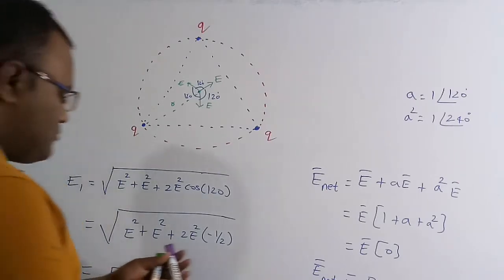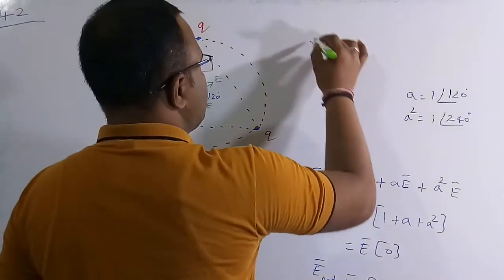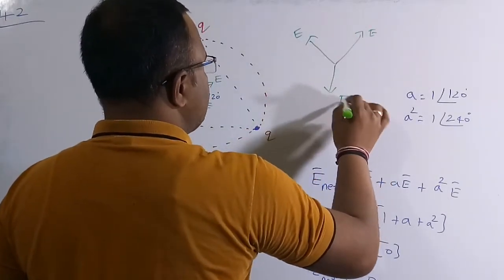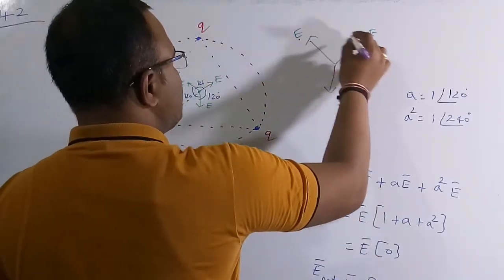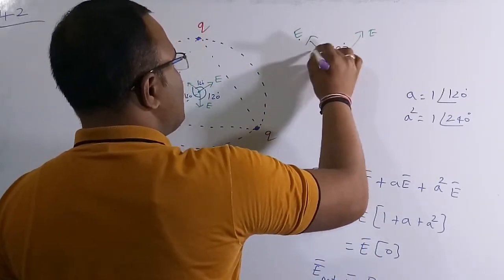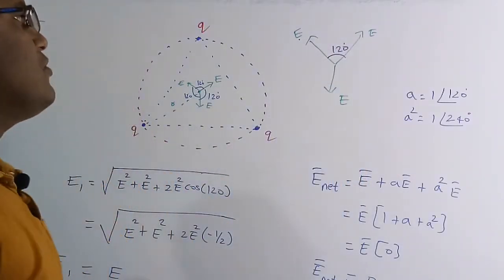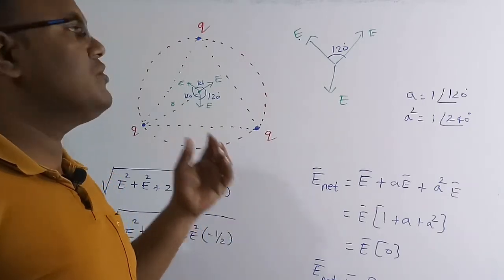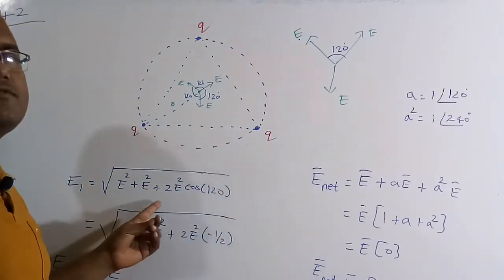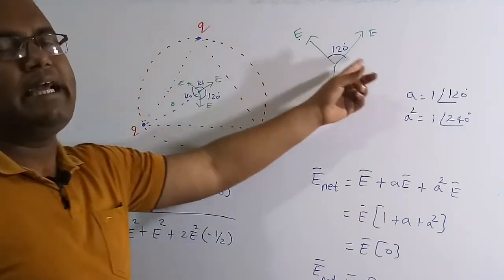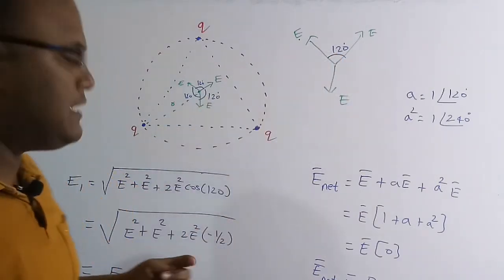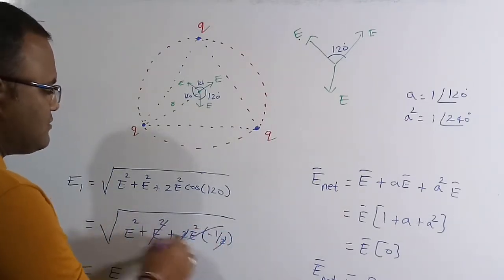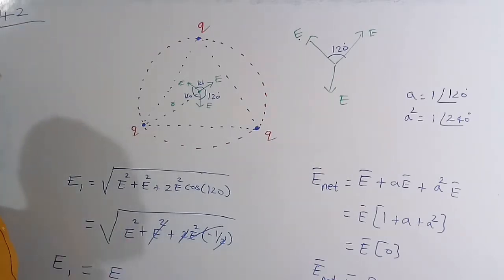See, I am going to draw the vector diagram here, which is E, this is also E and this is also E. The angle between this E vector and E vector is 120 degrees. I want to find the net electric field because of these two E vectors. If you know the parallelogram law, the net electric field is equal to the square root of E squared plus E squared plus 2E squared into cos of 120, the angle between them. Cos 120 is nothing but minus half. So this 2 is going to get cancelled, and this E squared and minus E squared are going to get cancelled. Finally, square root of E squared is equal to E.